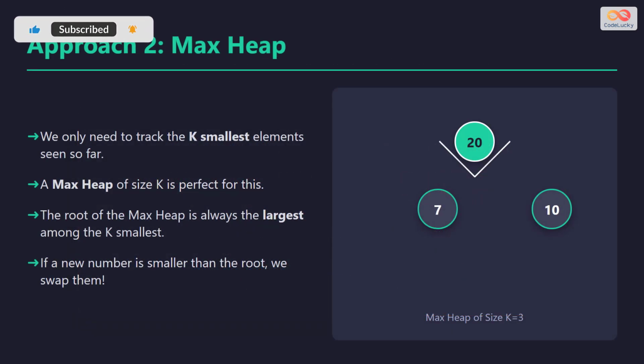We can improve this by using a max heap. The idea is to maintain a container that holds only the k smallest elements we have seen so far. A max heap of size k is perfect because the root always gives us the largest of these k elements, which is our current candidate for the Kth smallest.